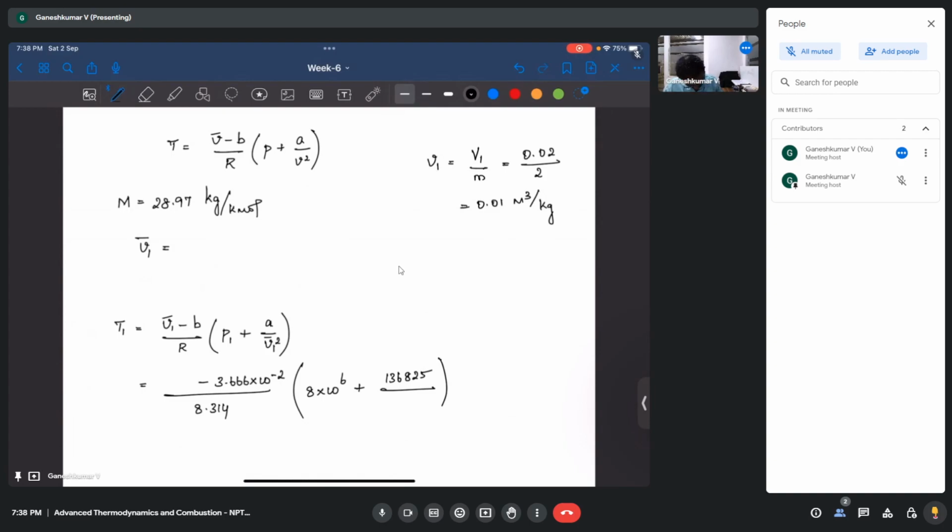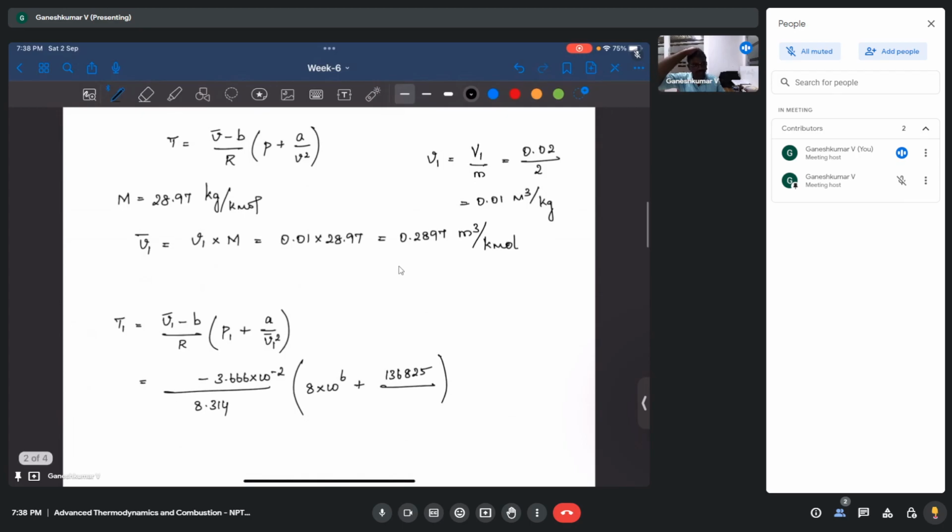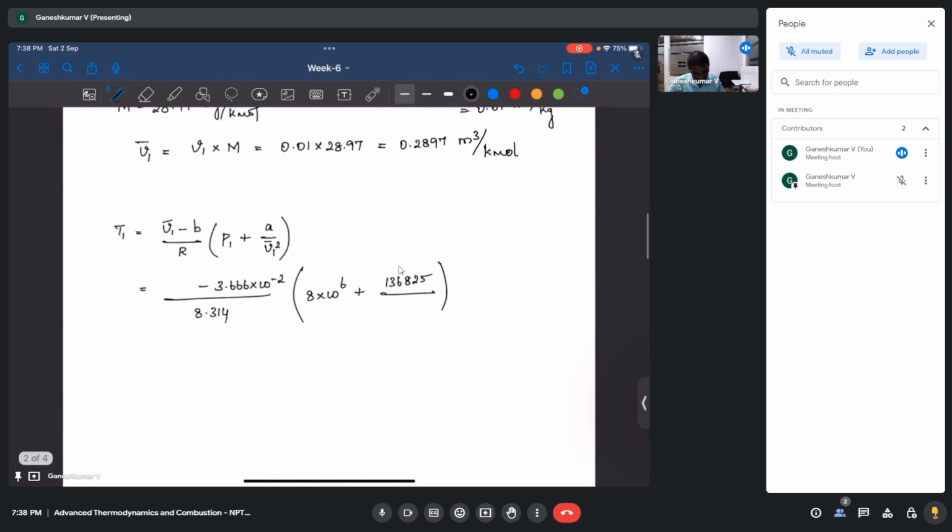So we have to multiply by the molecular weight so that we get meter cube per kilomole. Let's say you do that: 0.01 into 28.97, which is 0.2897 meter cube per kilomole. So that's why units are important. Whether it's a molar basis or mass basis, you should be very careful.